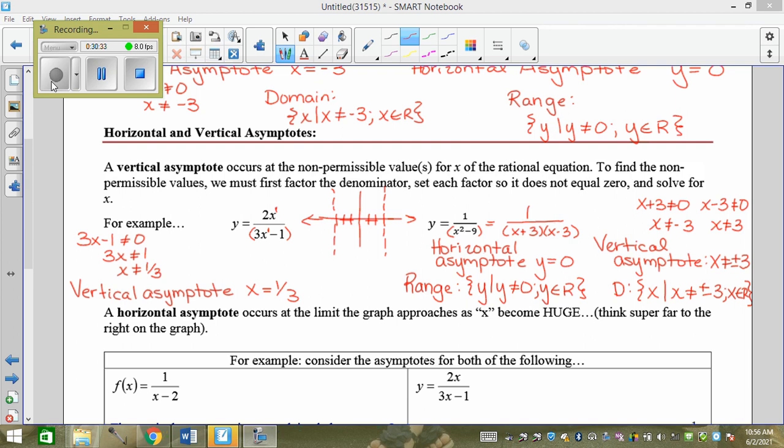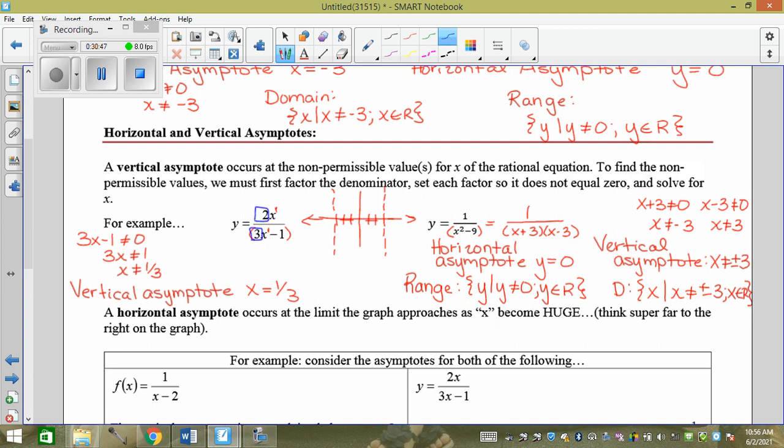Rule 2: when the numerator and the denominator are the same degree, you just take a fraction of their coefficients. So what the heck does that mean? That means I just take the numbers in front of the x's. These are both x to the 1. I take 2, I take 3, and my horizontal asymptote is 2/3. It's y equals 2/3.